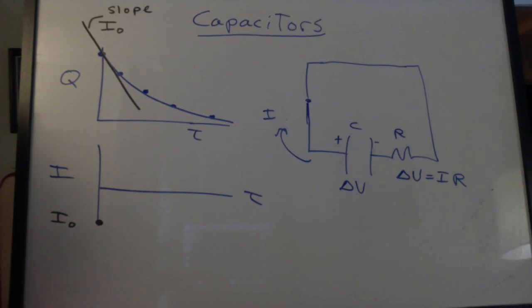Why is this negative current? Because if charging the capacitor is positive current, discharging the capacitor, the current is now going the other way. We call it negative current. And it agrees with the charge versus time graph. And the current tapers off as well.